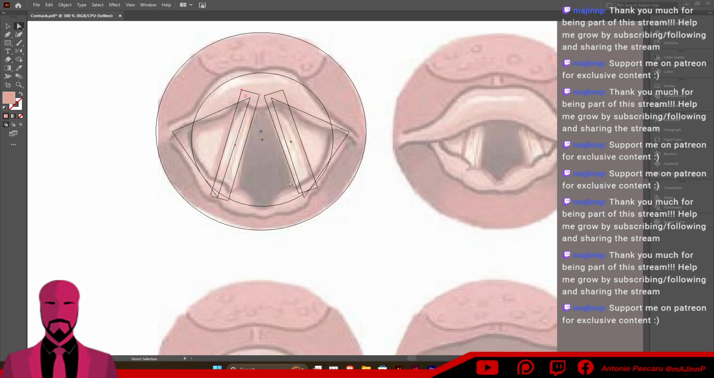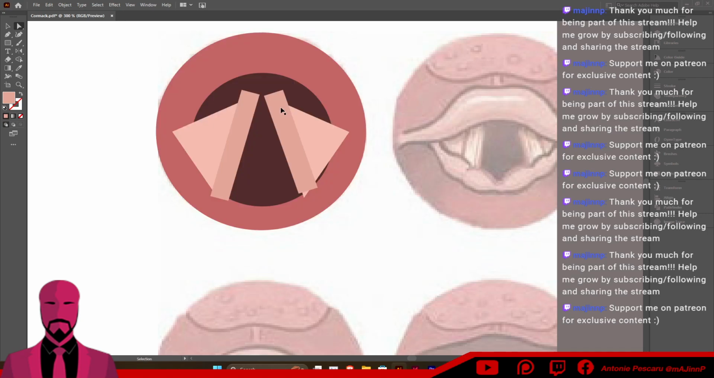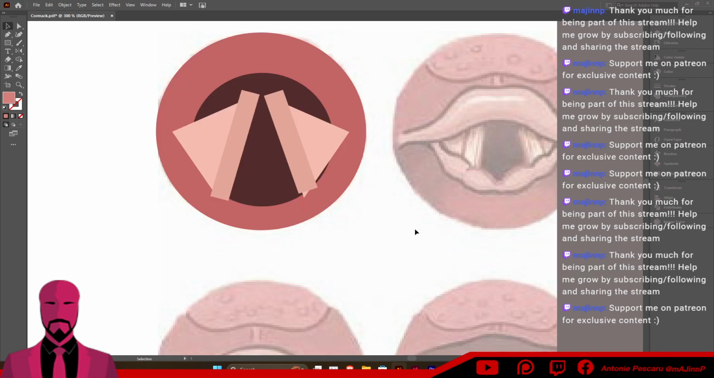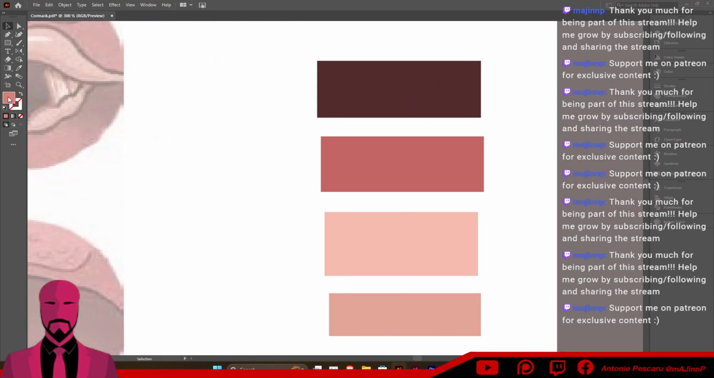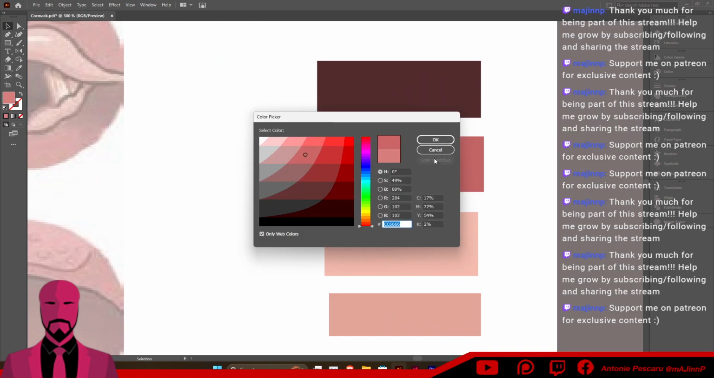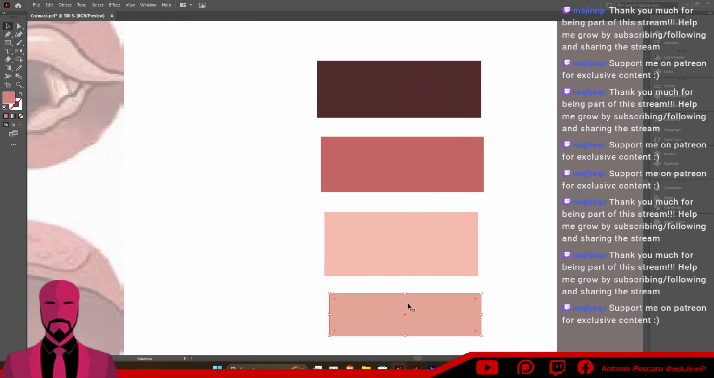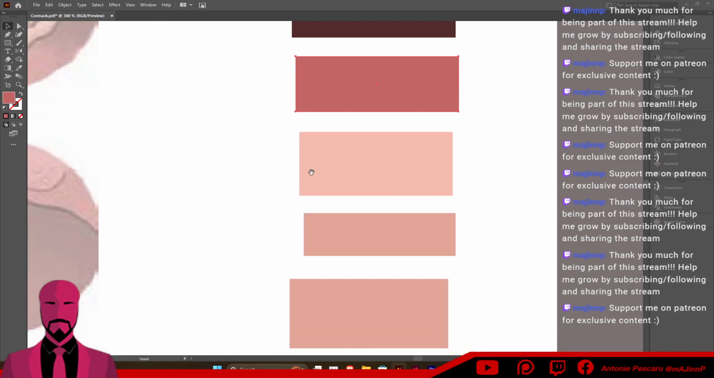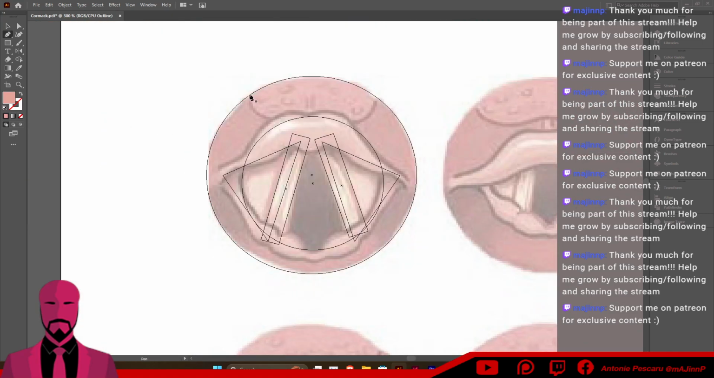Let's see, what's the next part that I could do? I could do the epiglottis, there's no issue about that. Oh wait, the tongue is there. The tongue is here, okay. Let's do the tongue. I am not sure which color it is. So I think it is this over here, which I believe, oh no, it's not that. It's actually this over here. So what we're gonna do, we're gonna take this one, we're gonna draw our tongue.